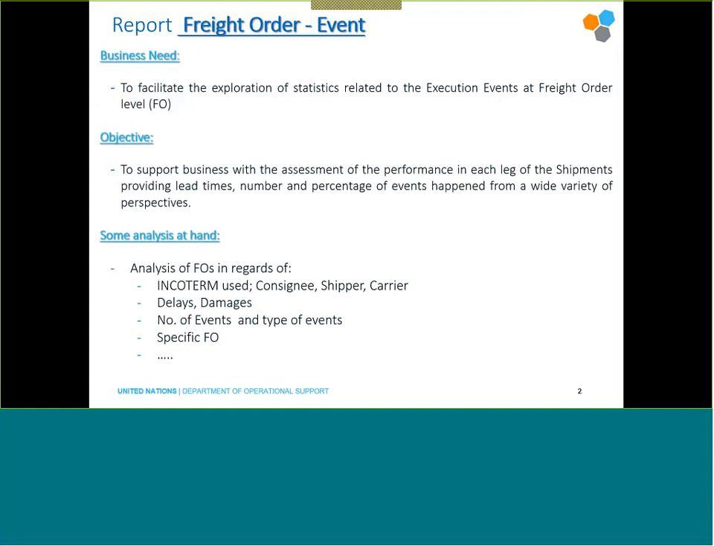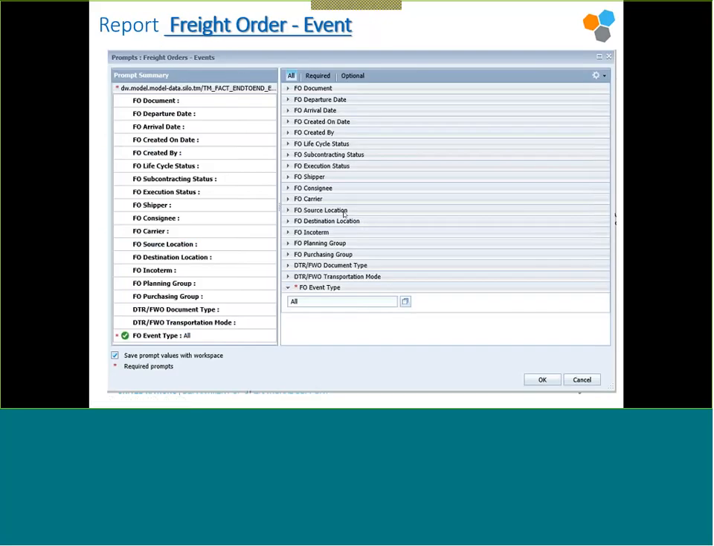And you'll see that initially we can do a lot of analysis related to the Incoterm that we have used, the consignee, the shipper, the carrier, the delays, the losses and damages for each of those events, number of events and type of events, specific FOs. So a bit of information of what's going on with each part of the legs in our transportation, and the percentage of those events that are not reporting good news, in the sense that we are expecting delays or damages in our cargo or even losses. So that's a little bit of the framework of the report.